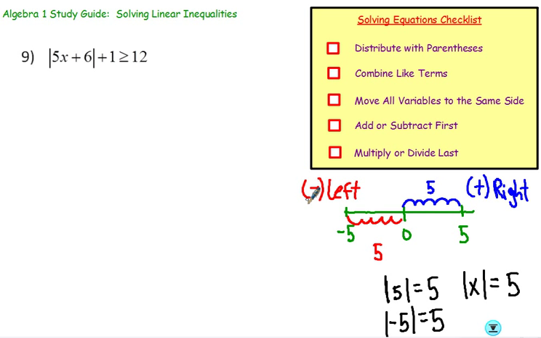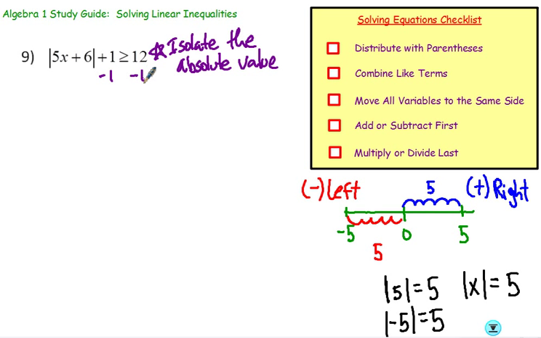Now, before I actually solve this, one thing I have to do is get the absolute value symbol by itself first. So you see this +1. The first thing I'm going to have to do is isolate the absolute value. Maybe I'll make a little note right here of what I'm doing. I need to isolate the absolute value. And what I mean by that is I've got to get rid of that positive 1 right there. So I'm going to subtract 1 from both sides.